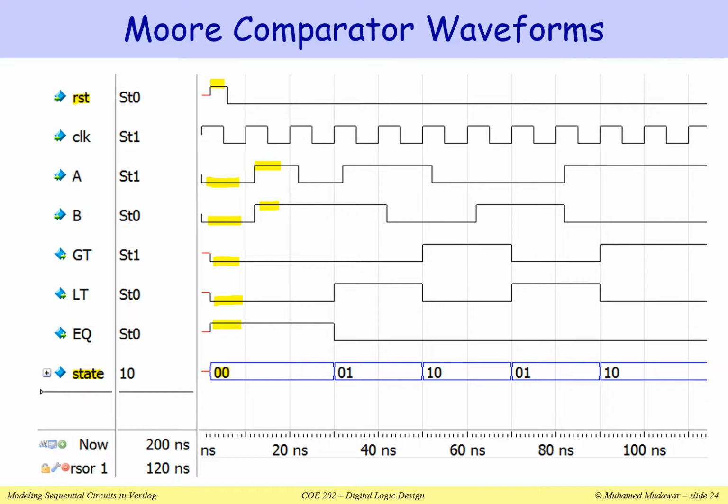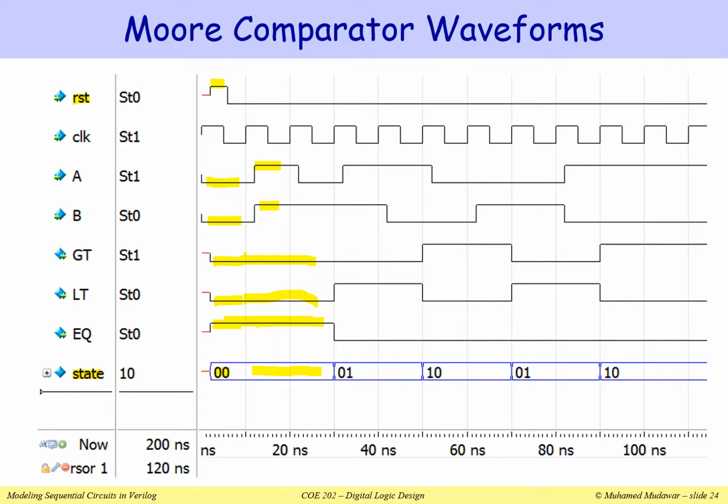Now, A is equal to 1, B is equal to 1. That also indicates equality. So the state will remain 0, 0 during the cycle. Notice that it's going to remain 0, 0. And then you can see that the equal output will remain 1 during all of this time. Greater than will remain 0, and less than will remain 0.